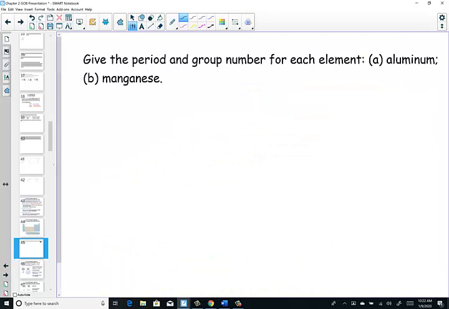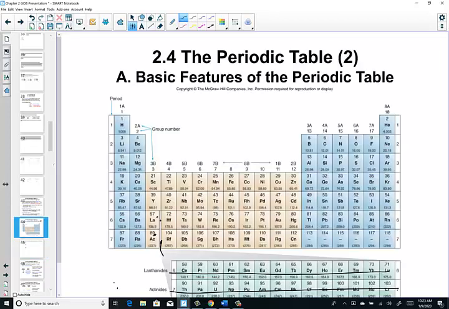Let's give it a try. We're working on an example where we give the period and group number for each element. The first one is aluminum. Aluminum has the elemental symbol Al. And while we're looking, we'll look for the second one, manganese. Manganese has the elemental symbol Mn. Go to your periodic table and see if you can locate the element aluminum and the element manganese.